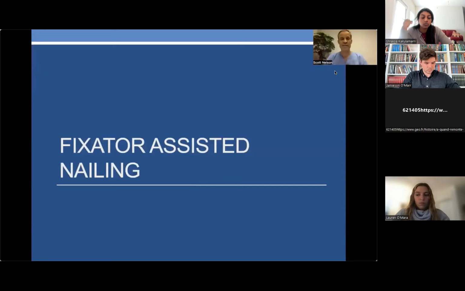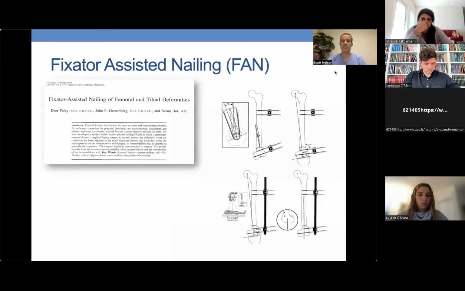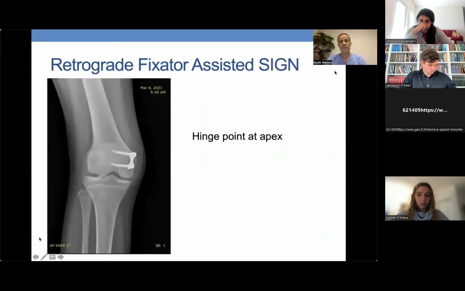So now I'm going to introduce you to a fixator-assisted technique to improve the precision of your surgery and be able to better assess the correction that you're doing on the table. This is a technique that was developed by Dr. Paley and Herzenberg and written up in 1997 in the Journal of Techniques in Orthopaedics. For a deformity like this, the plan is to do a retrograde fixator-assisted Sign nail. And we're going to hinge this osteotomy at the apex, but we can't cut our osteotomy at the apex.